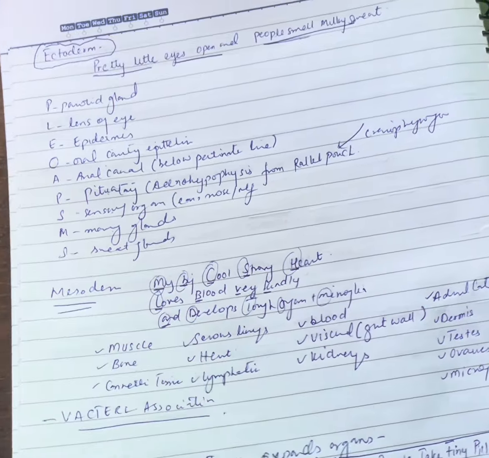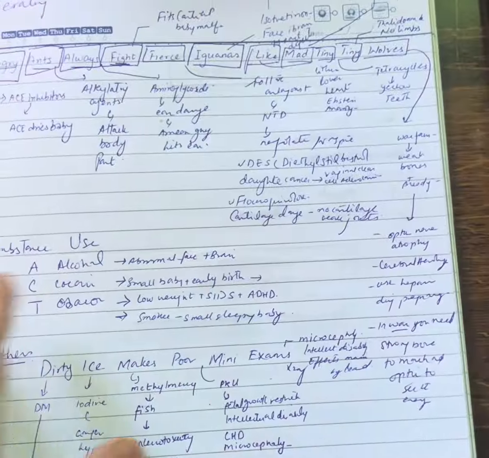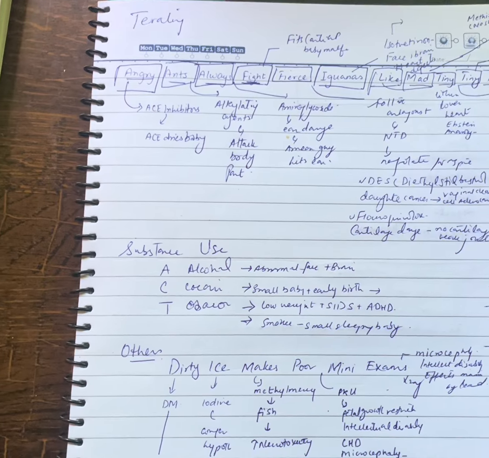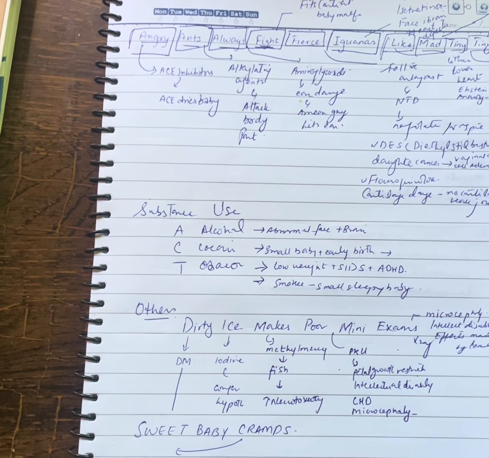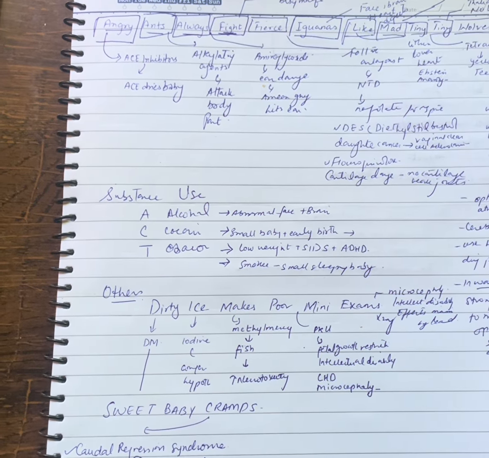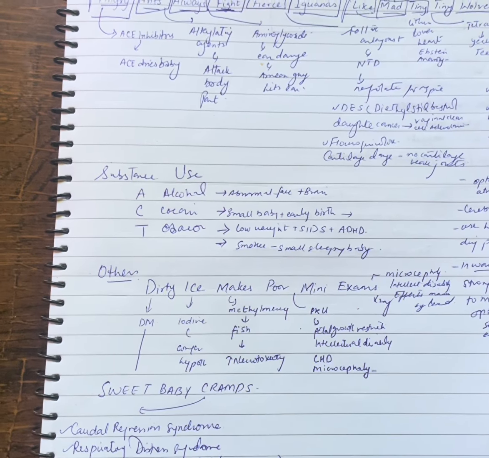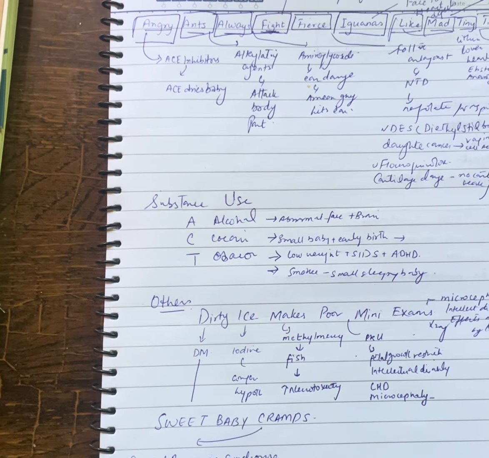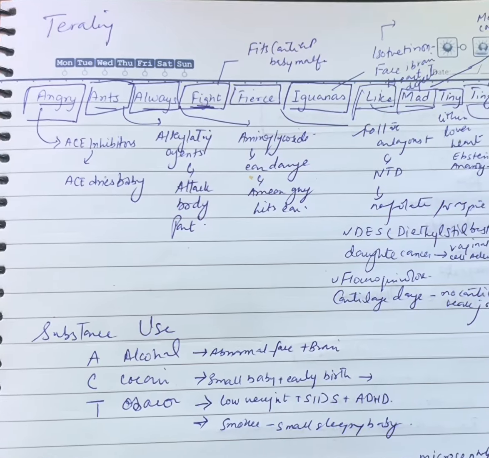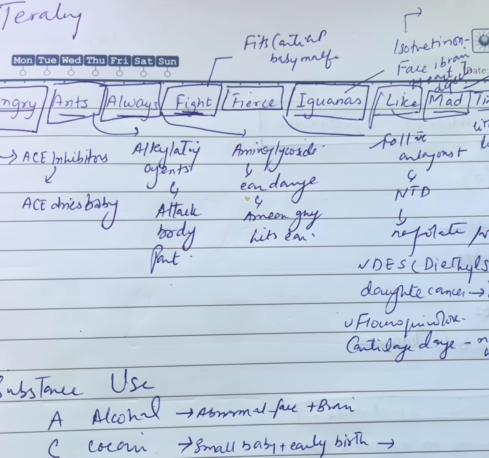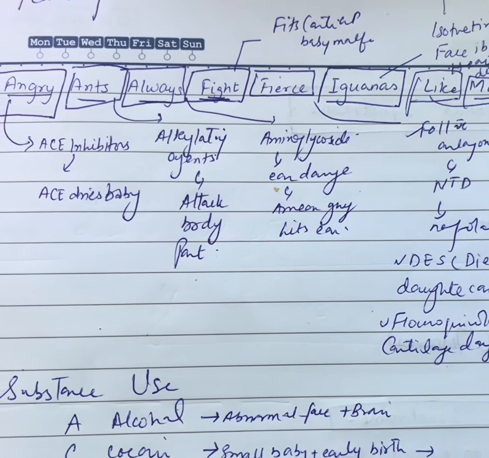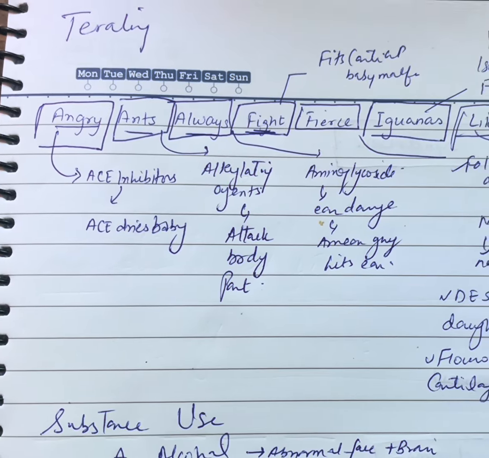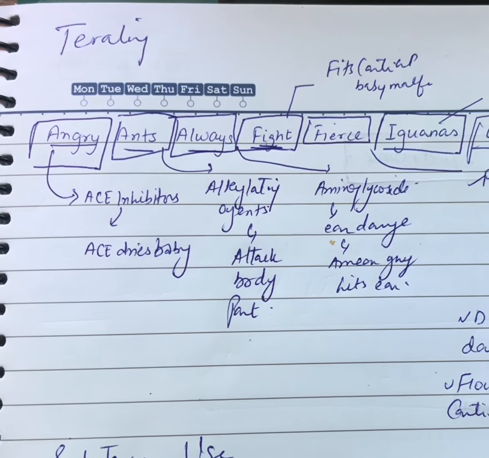Now let's move on. If we talk about teratogens, there are different teratogens. They can be medicines, they can be substances, and there are some other things that can also affect the baby. For the medicines, the mnemonic is: angry ants always fight fierce iguanas like mad tiny wolves. Angry is for the ACE inhibitors. You need to remember that ACE inhibitors harm the baby, as they cause oligohydramnios.